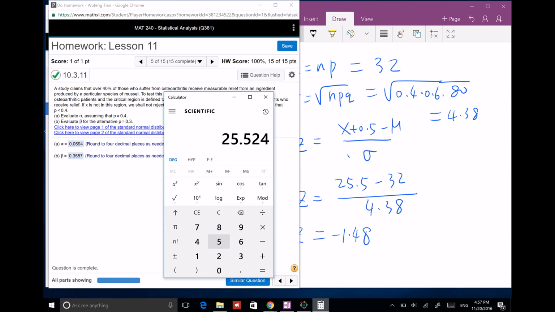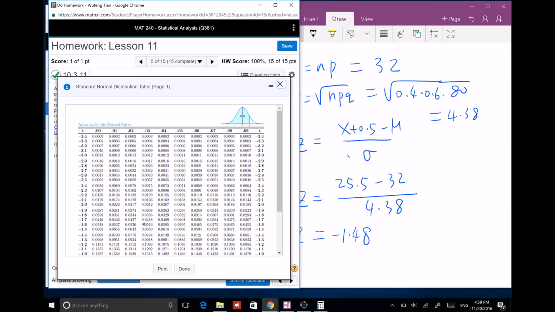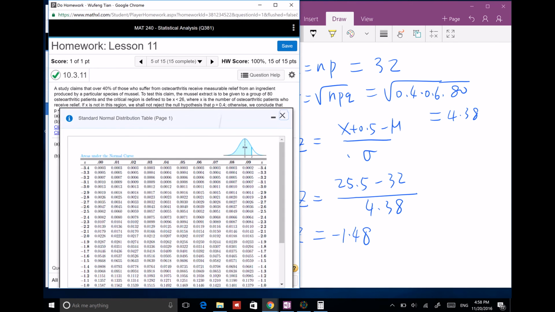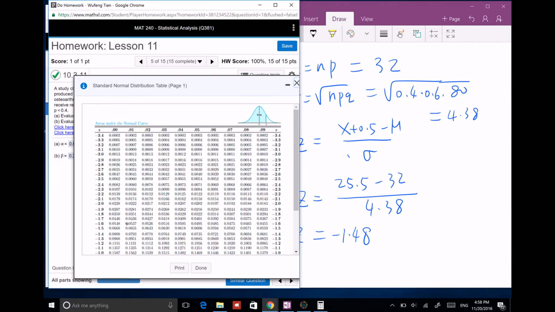Let me check. What is 24.5 minus 32, divided by 4.38 equals 1.71. And the answer is 0.0694. Yeah, it should be this, 0.0694.